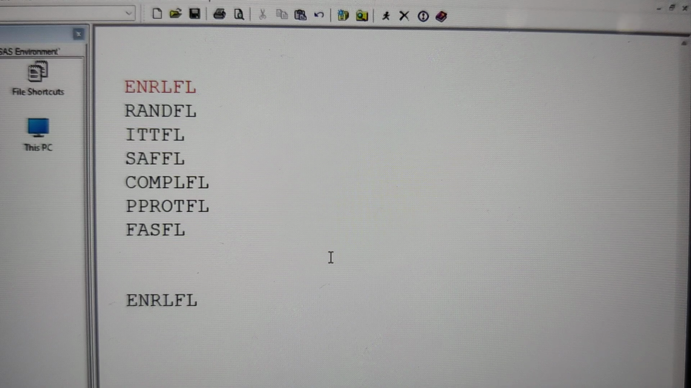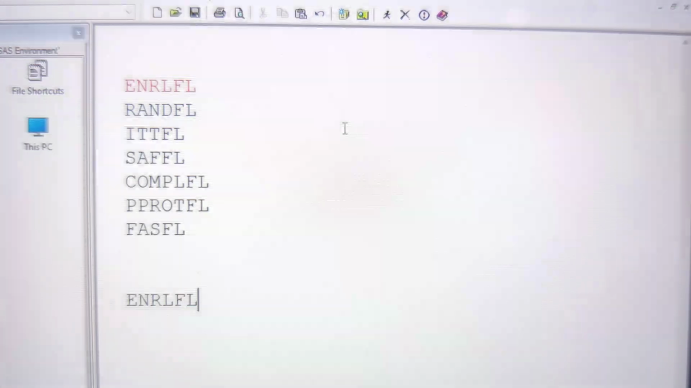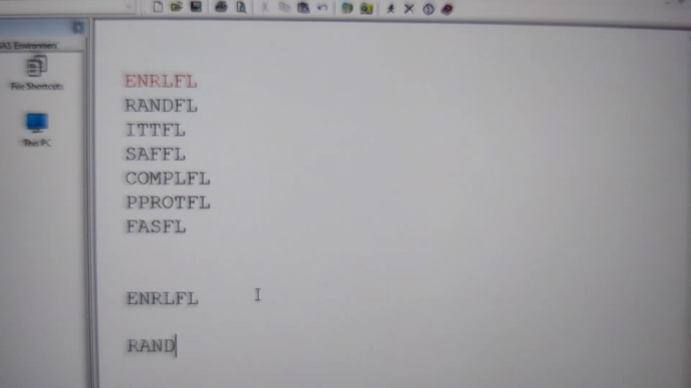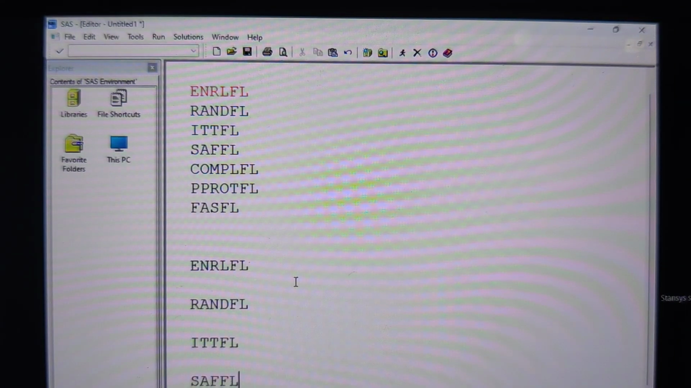Very good. The next one is the randomization flag. The next highest population is going to be ITTFL. Then SAFFL. What is the definition for SAFFL? At least one dose of the study treatment. The next highest population.